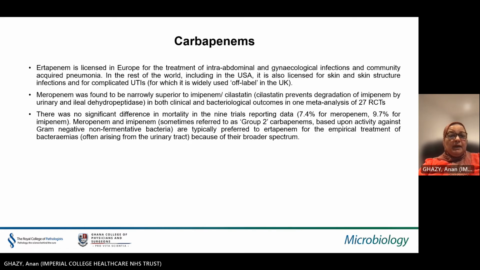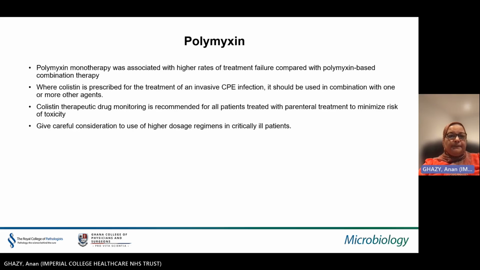carbapenemase production. Ertapenem is licensed to be used in Europe for the treatment of intra-abdominal and gynecological infections and community-acquired pneumonia. In the USA, it's also licensed for skin and skin structure infections and complicated UTI, for which it's widely used off-label in the UK. Meropenem is found to be narrowly superior to imipenem-cilastatin. Cilastatin prevents the degradation of imipenem by urinary and ileal dehydropeptidase, in both clinical and pathological outcomes. So actually, it is almost similar activity. Meropenem and imipenem have the same activity.